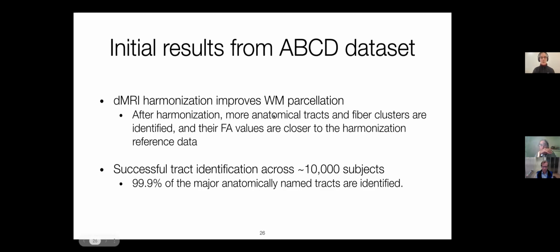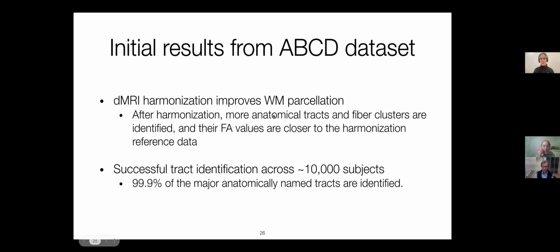We were happy to find out that the diffusion MRI harmonization actually improves the white matter parcellation. We expected it would stay the same because we know that the diffusion MRI harmonization shouldn't greatly affect the data, but we were happy that it actually improved the parcellation, which is a great result. After harmonization, we could detect a higher number of anatomical tracts and fiber clusters, and their FA values, as expected, were closer to the harmonization reference data.